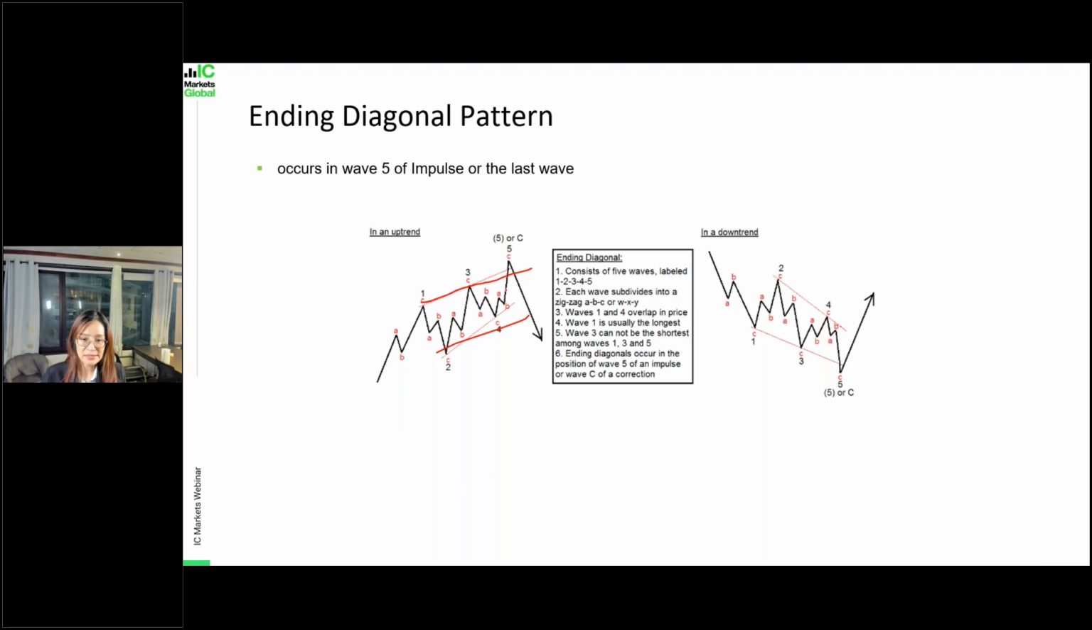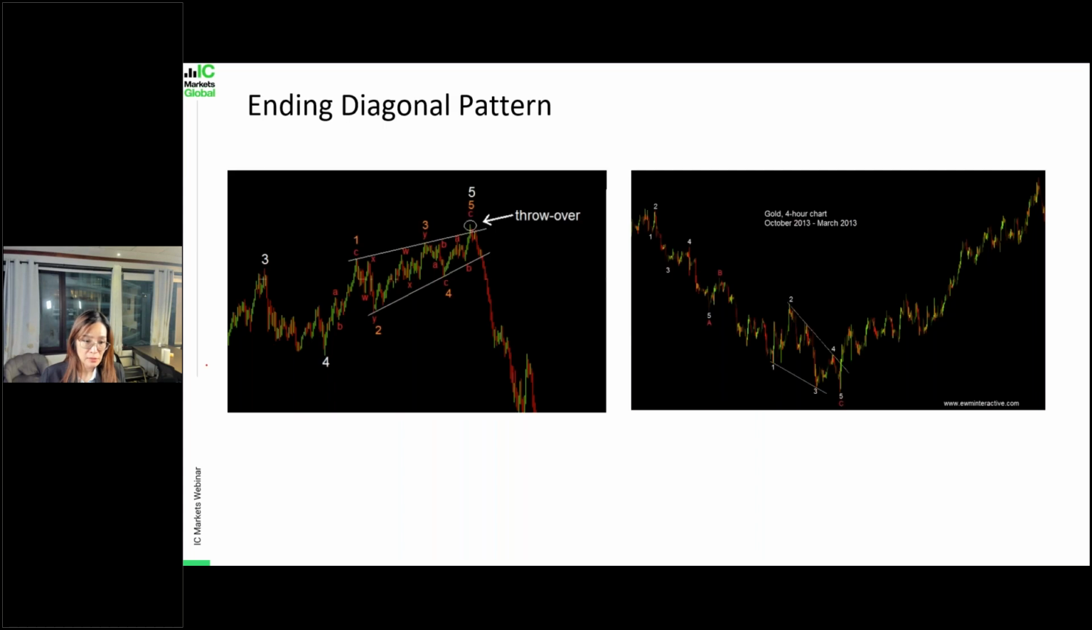Okay, so this is the same. It happens in wave 5, ending diagonal. This is for example. Here should be 1, 2, and then 3, 4, and 5 here. You can see here, ending diagonal. It happened in wave 5, right? And then you will see that from over here you have to pull from here.